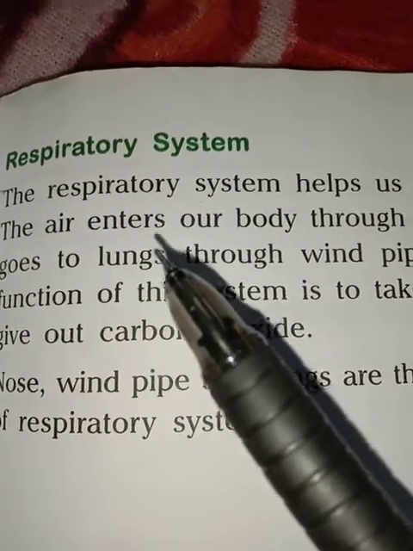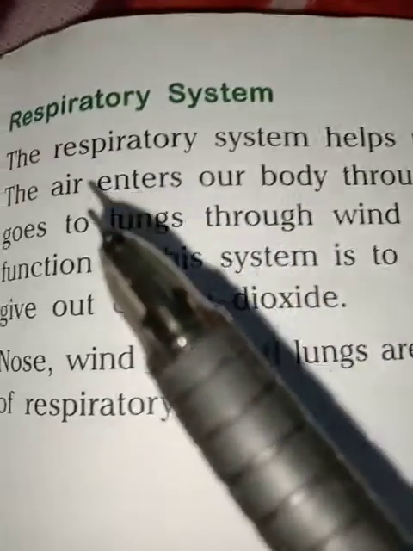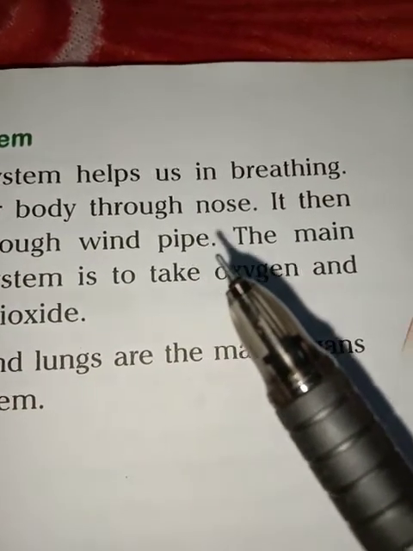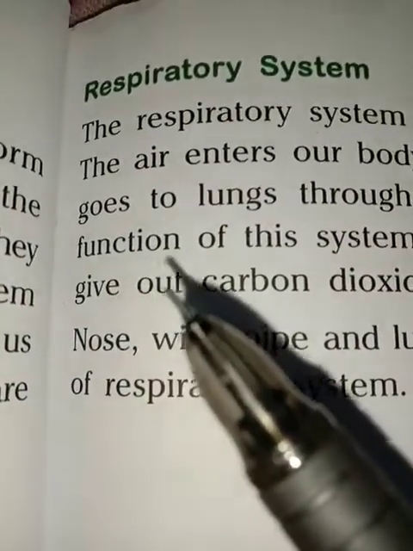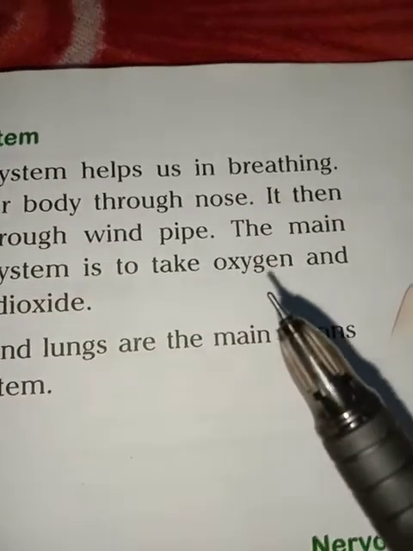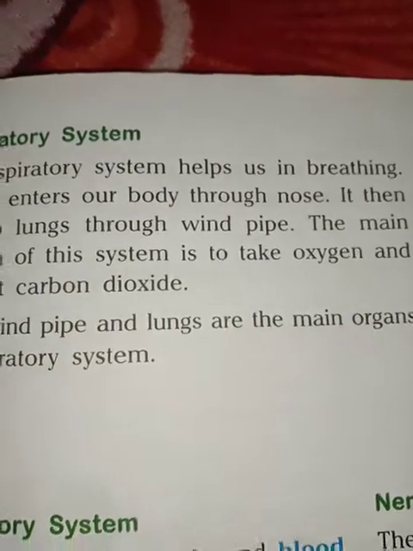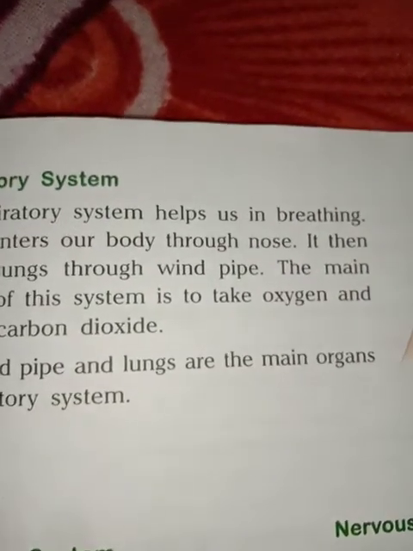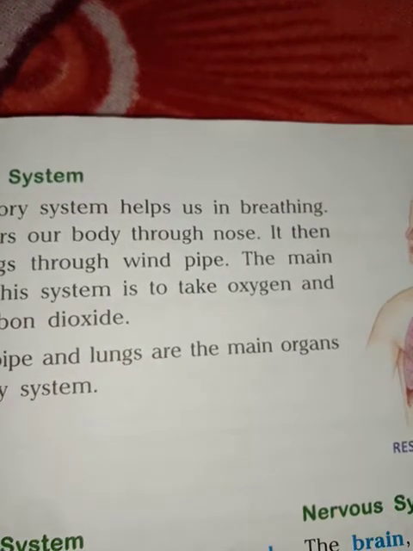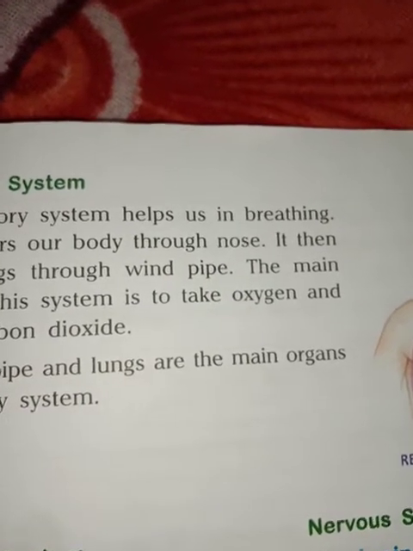The air enters our body through nose. It then goes to lungs through windpipe. The main function of this system is to take oxygen and give out carbon dioxide. So now student, respiratory system is the network of organs and tissues that help us breathe. Okay.